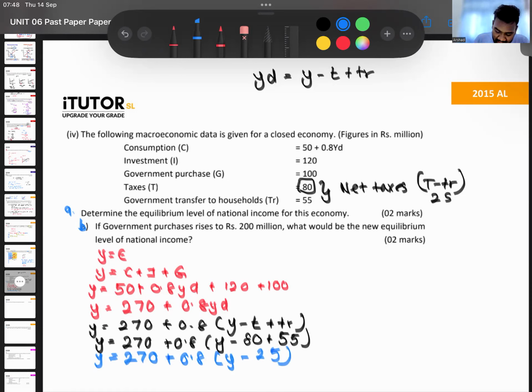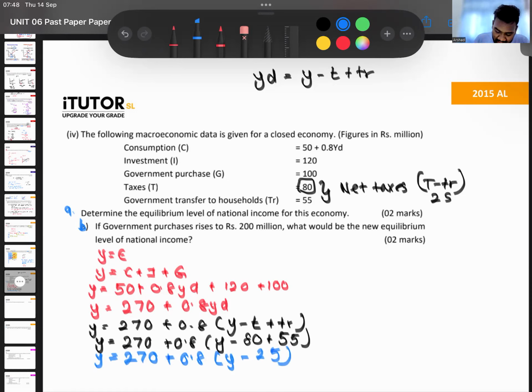So then you can say Y is equal to 270 plus 0.8. Now let's remove the brackets. 0.8 into Y is 0.8Y. 0.8 into minus 25 is a minus 20. So then Y is equal to 250 plus 0.8Y. Then Y minus 0.8Y equals 250. 0.2Y equals 250. You all know Y means 1Y.